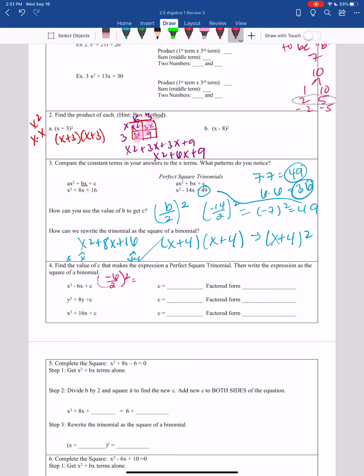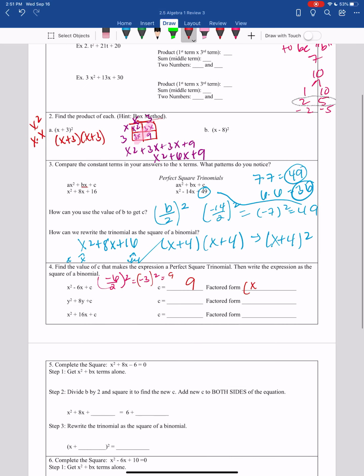So negative 6 divided by 2 is negative 3. Negative 3 squared is 9. That's my c value. Okay, so c is 9, and then the factored form would be x plus, in this case, x minus 3. Because what multiplies to be 9 and adds to be negative 6? That's going to be negative 3 times negative 3. So just remember, a negative times a negative is always a positive. So go ahead and try the next two on your own.